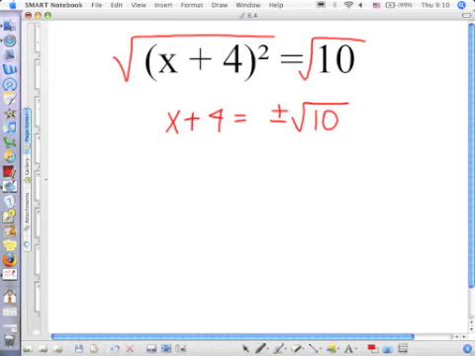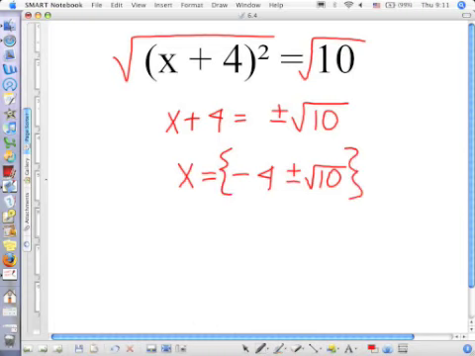Okay? Now when I subtract 4 from both sides, think back to our rules for adding and subtracting radicals. Can you add 4, a whole number, to the square root of 10, a radical? No. So guess what? That's your answer. Understanding that these are 2 numbers. One of them is negative 4 plus whatever the square root of 10 is. The other one is negative 4 minus whatever the square root of 10 is, which is 3 point something something. But we're not going to be plugging that into a calculator and getting a decimal answer. We're just going to leave it in radical form.